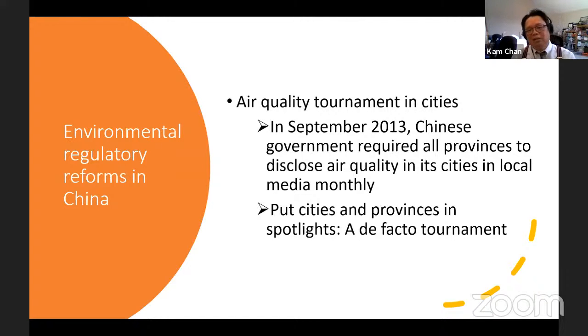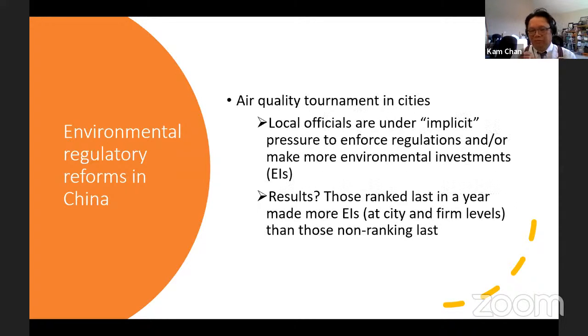Okay, so what that means is you have a de facto tournament. Why? Because citizens compare their city ranking with other cities, and their province ranking with other provinces, right? In the past, you didn't have this disclosure, so citizens didn't know. Now they know. So what happened here is the local officials are under pressure, at the minimum, to enforce regulations and make environmental investment. What we find is that those ranked last in a year make more environmental investments the next year. If you don't rank last, they are not really making more environmental investment.